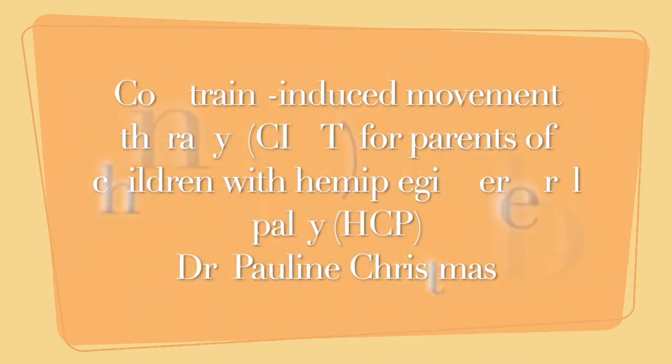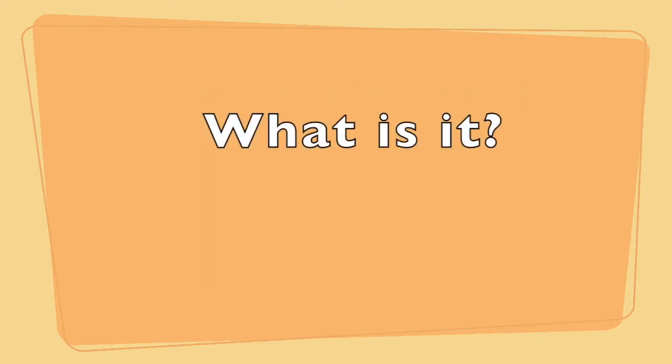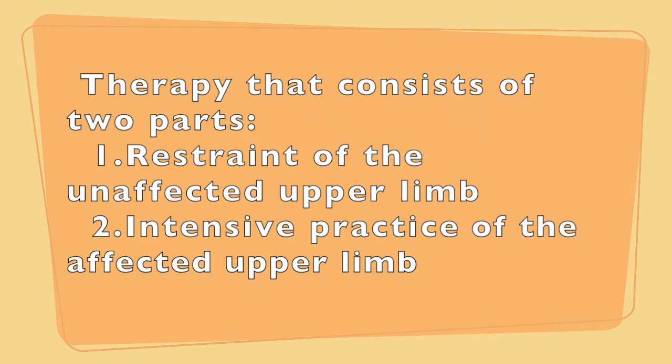This is a video about constraint-induced movement therapy, and it has been made for parents of children with hemiplegic cerebral palsy. Firstly, what is it? Well, it's a type of therapy that has been specifically designed for people with hemiplegia, i.e. one side of their body affected, and it's particularly for the upper limb. It consists of two parts: restraint of the unaffected upper limb and intensive practice of the affected upper limb.